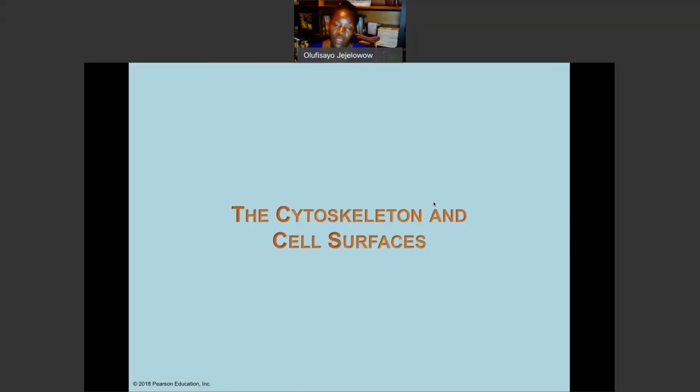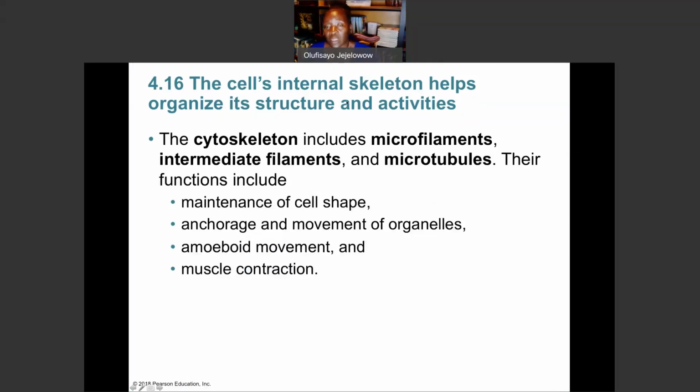Now let's look at the cytoskeleton and cell surfaces. So the cytoskeleton, like we mentioned earlier, includes microfilaments, intermediate filaments, and microtubules. Their functions include maintenance of cell shape, anchorage and movement of organelles, amoeboid movement, and muscle contraction. All of this is very, very important.